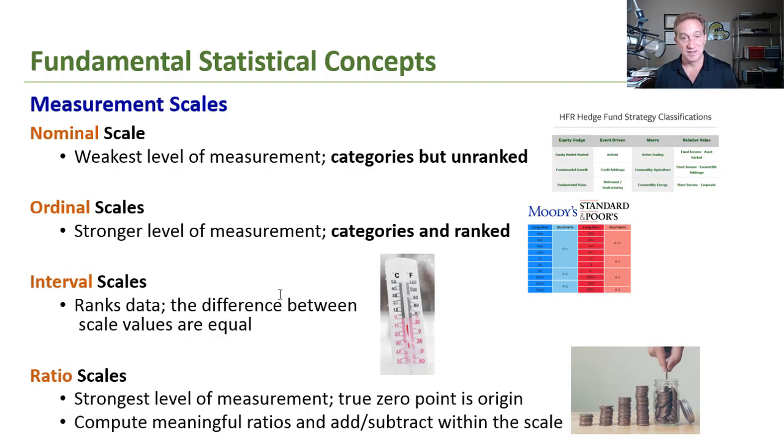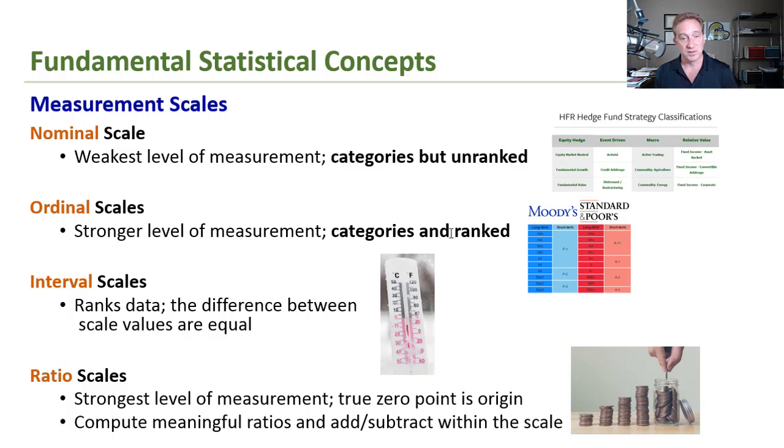As we use numbers to describe things like sample mean or sample standard deviation, it's important to be mindful of the different measurement scales. Here they are ordered from weakest to strongest, starting with nominal. That's where we have categories, but they are not ranked. My example here, hard to see, is hedge fund strategies. So the hedge fund universe can be divided up into different strategies or categories.